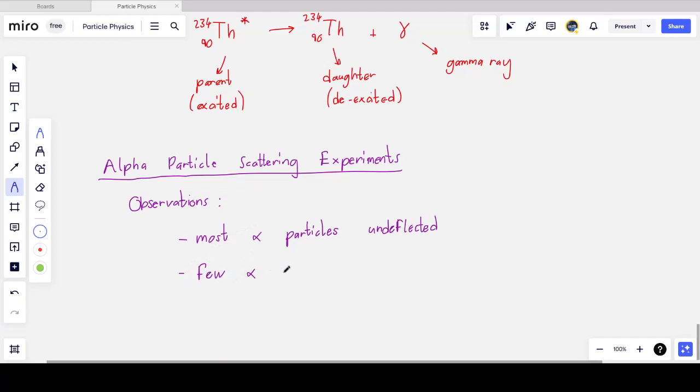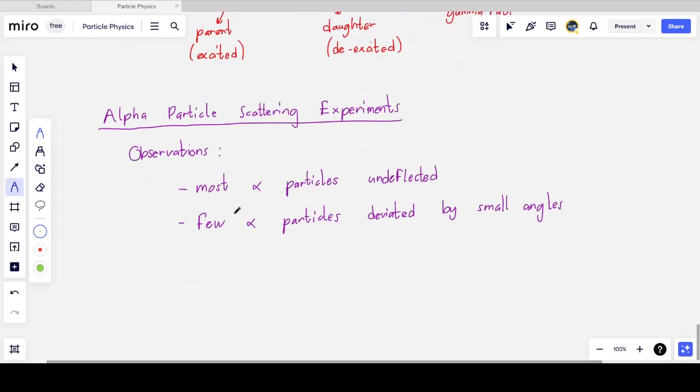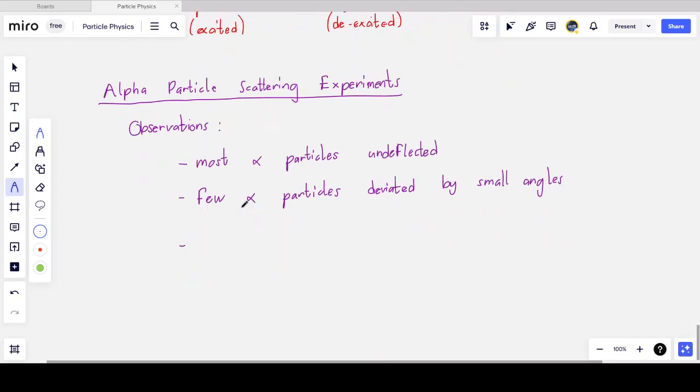A few of the alpha particles, very few alpha particles, were deviated, and they were deviated by small angles, so roughly 10 degrees or so. So many went through undeflected, few alpha particles were deviated by small angles, and a very tiny fraction, whatever was remaining, actually deflected greater than 90 degrees.